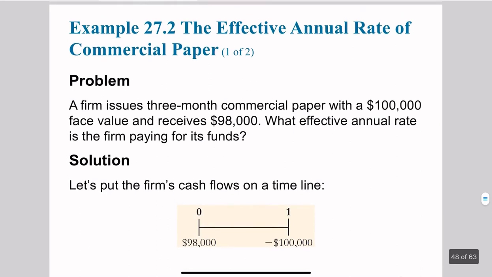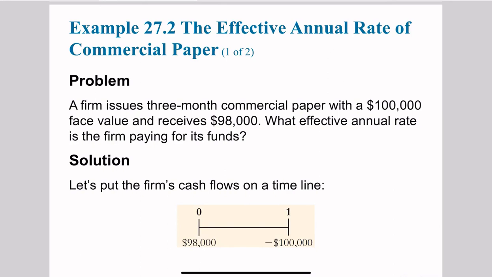Okay, again, let's calculate the effective annual rate of commercial paper. This chapter is actually quite simple. You're basically doing two things. First, you're learning some basic concepts, right? And then you'll do some very simple calculations. And most of these calculations are just about calculating the effective annual rate.